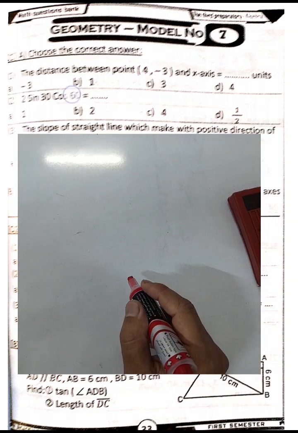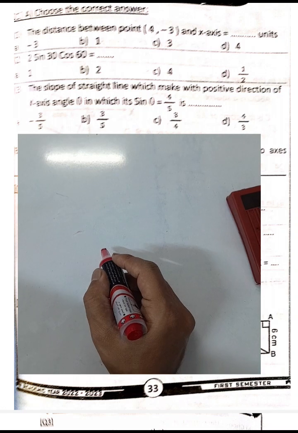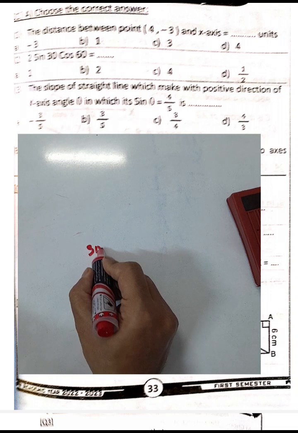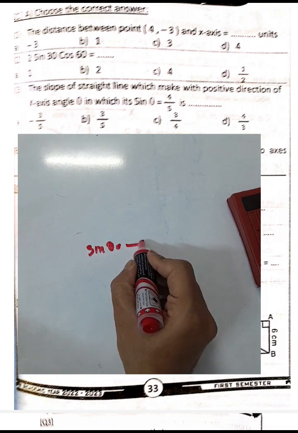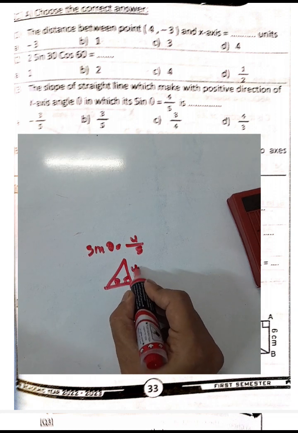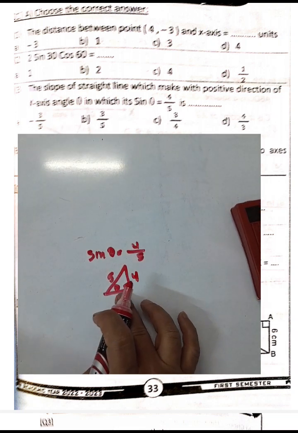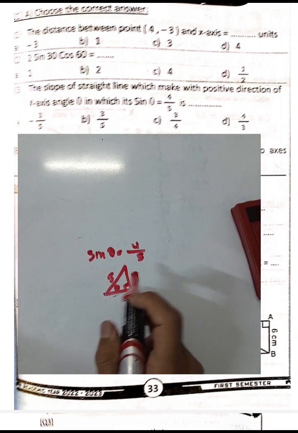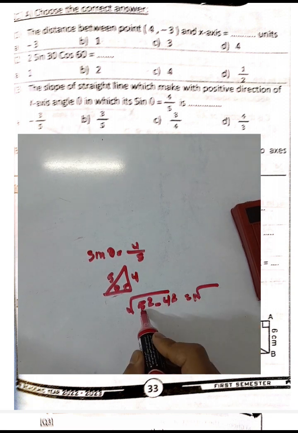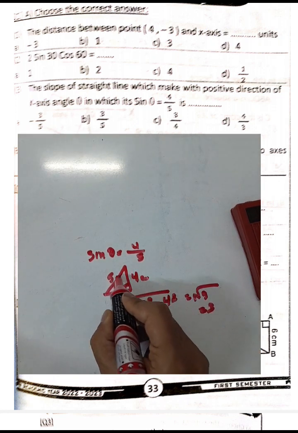Next question. The slope of a straight line which makes a positive angle theta with the x-axis, where sine theta equals 4 over 5. We can draw a right-angled triangle here, and sine of angle theta is opposite over hypotenuse. The adjacent side we can find by 5 squared minus 4 squared, which is 25 minus 16, equal 9. The square root of 9 is 3 centimeters, and this is 1 centimeter.